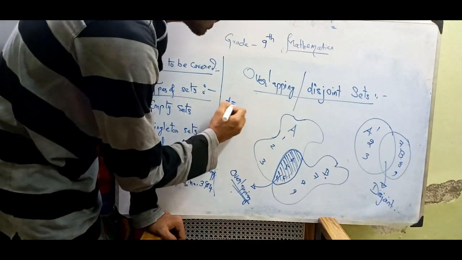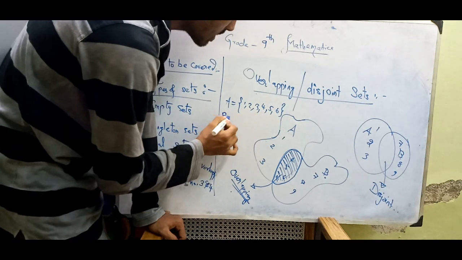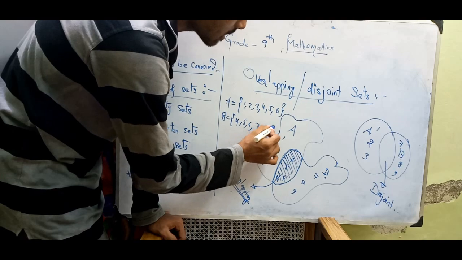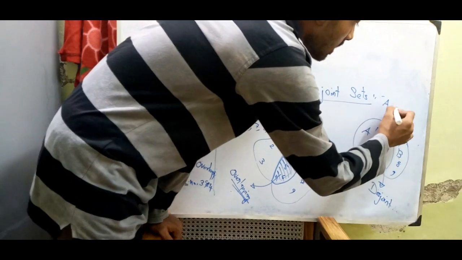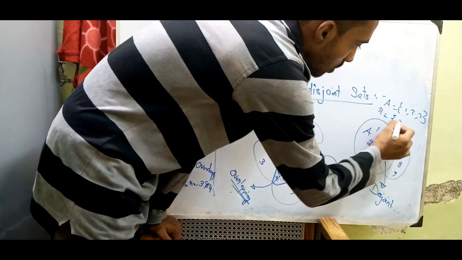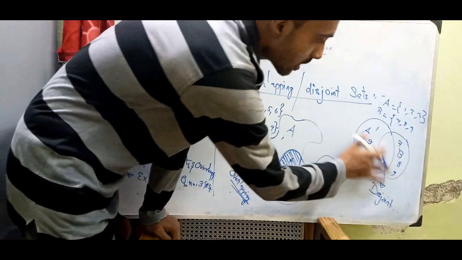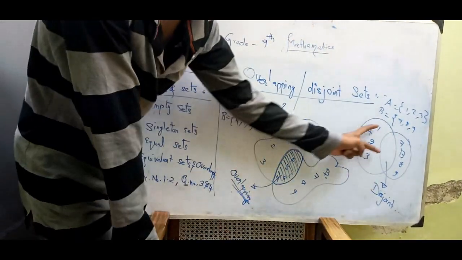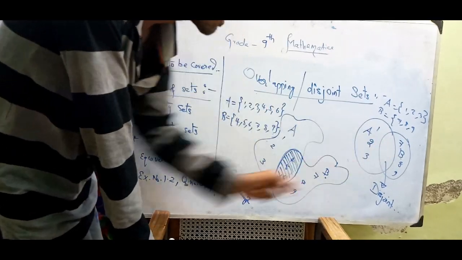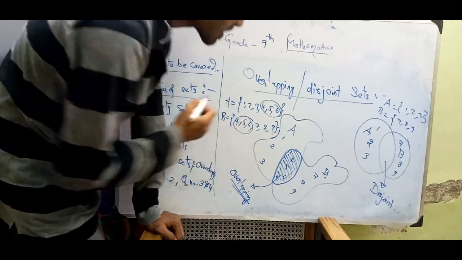Okay, so here A is nothing but 1, 2, 3, 4, 5 and 6. B has 4, 5, 6, 7, 8, 9. But here A has only 1, 2, 3 and also B only 7, 8, 9. There is no common element present here. According to A and B set, there is no element commonly present here. Here commonly it has 4, 5 and 6 in A as well as in B.